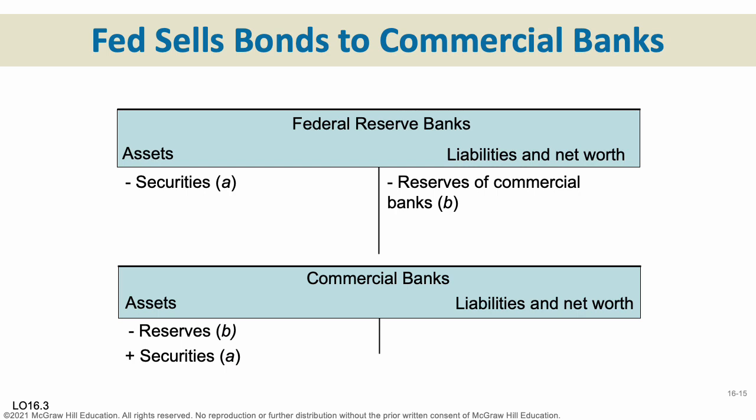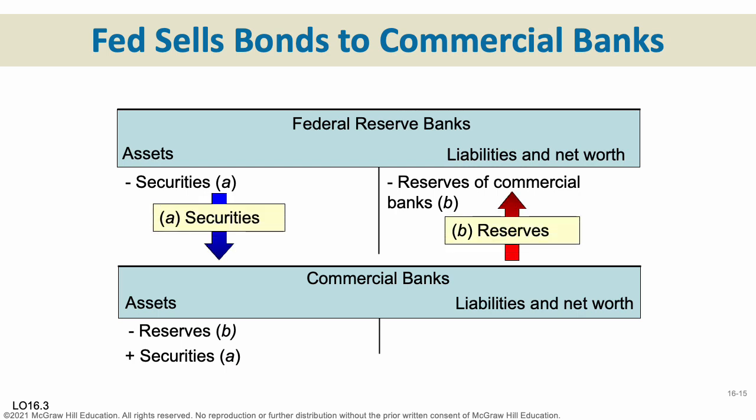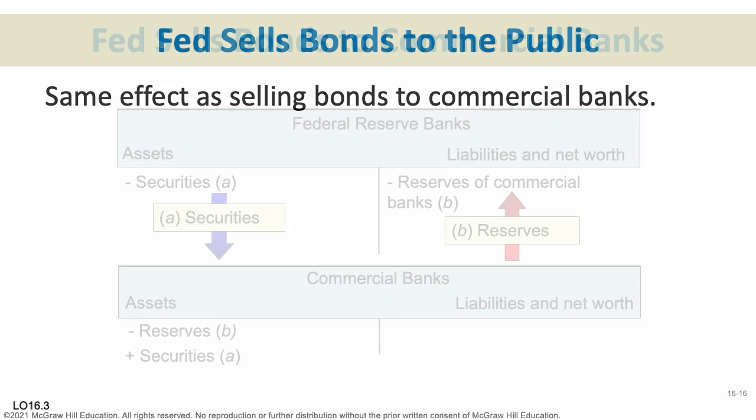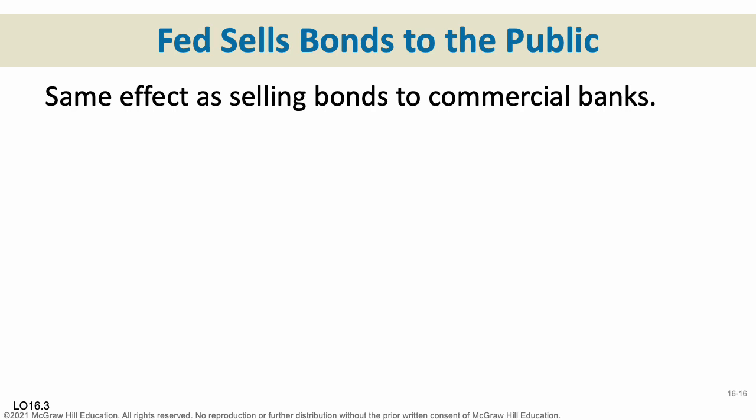If they sell bonds to commercial banks, the reverse happens. Commercial bank reserves go down and their securities go up, and now there's going to be less loans. The Fed can sell to the public as well, and you get the same effect as selling bonds to commercial banks. It either increases or decreases the money supply. Whether the Fed sells bonds to the public or commercial banks, the result's the same. When the Fed sells securities on the open market, commercial bank reserves are reduced. If all excess reserves are already lent out, this decline in commercial bank reserves produces a decline in the money supply.